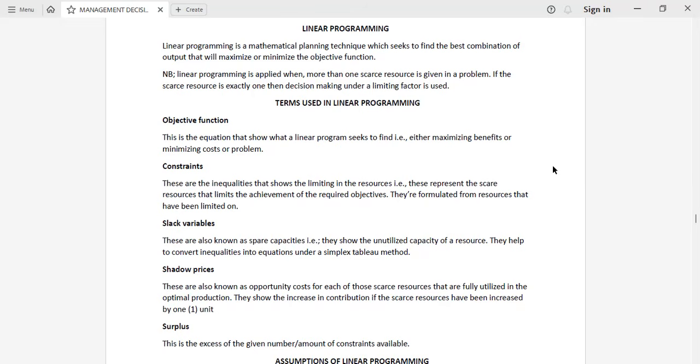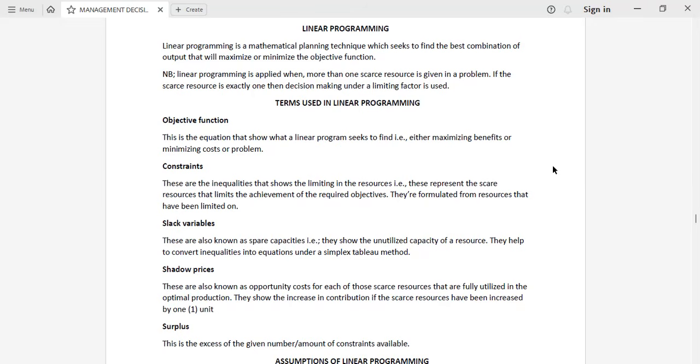They may tell you that the direct labor hours are limited to maybe 10,000 hours that we have for the whole organization. So we are limited to that, we can't exceed that. Based on what the objective function is saying, you can tell whether we are going to be maximizing. So those are the constraints. In other words, the constraints are the ones that are stopping us from achieving what we want.